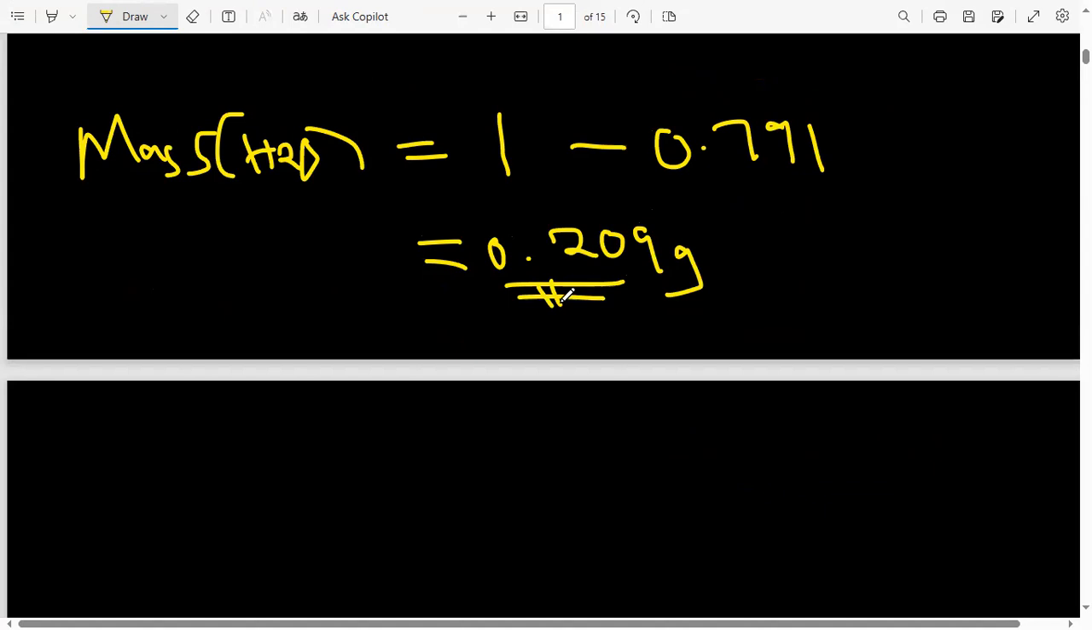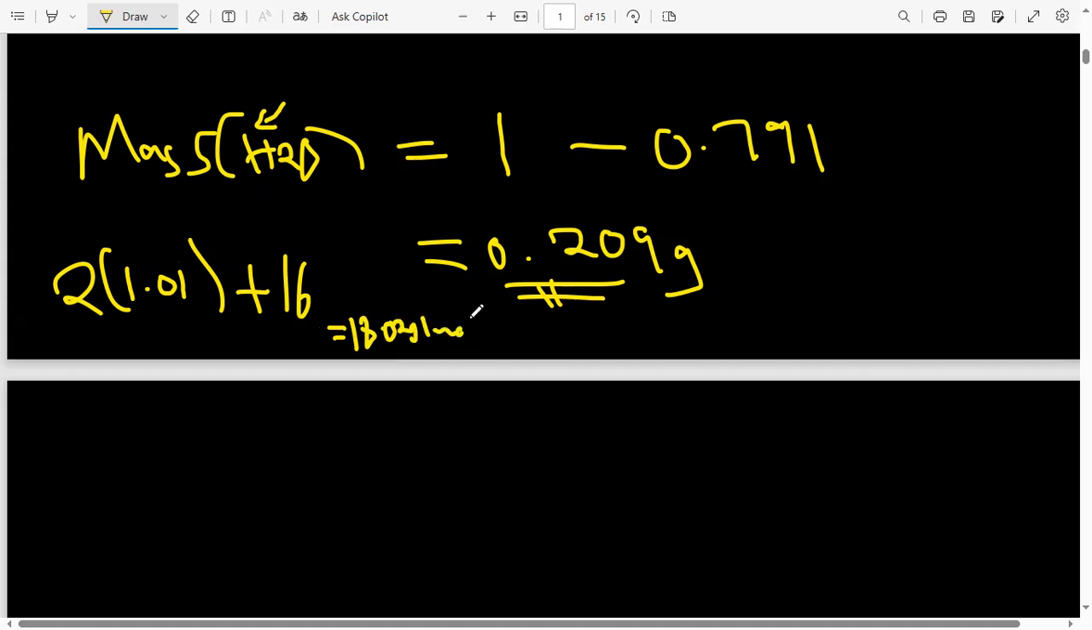And then what is the molar mass of water? The molar mass of water is very simple. It's just 18, or to be precise, 18.02. You add 2 hydrogens, where the molar mass of hydrogen is 1.01, plus the molar mass of oxygen, which is 16. When you add this, you get the molar mass to be 18.02 grams per mole. So this is the molar mass of water, and we have its mass, so we can find the moles.